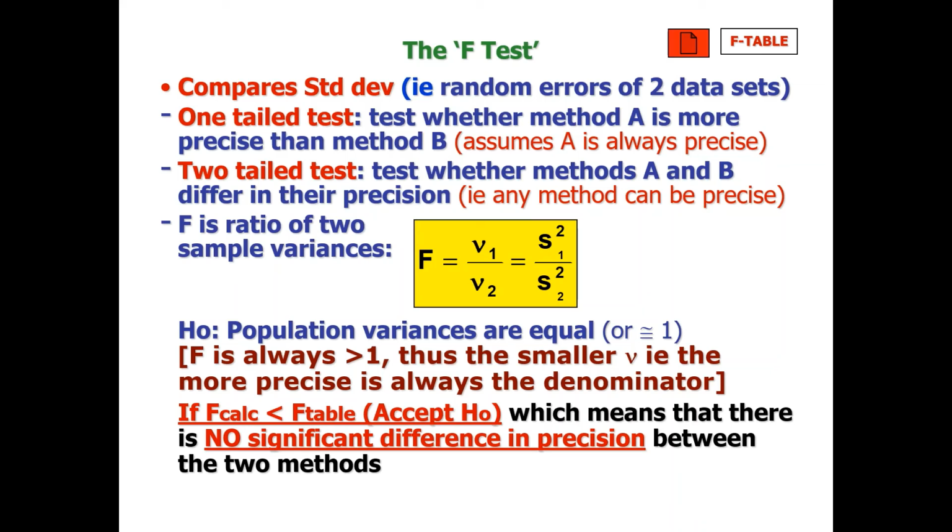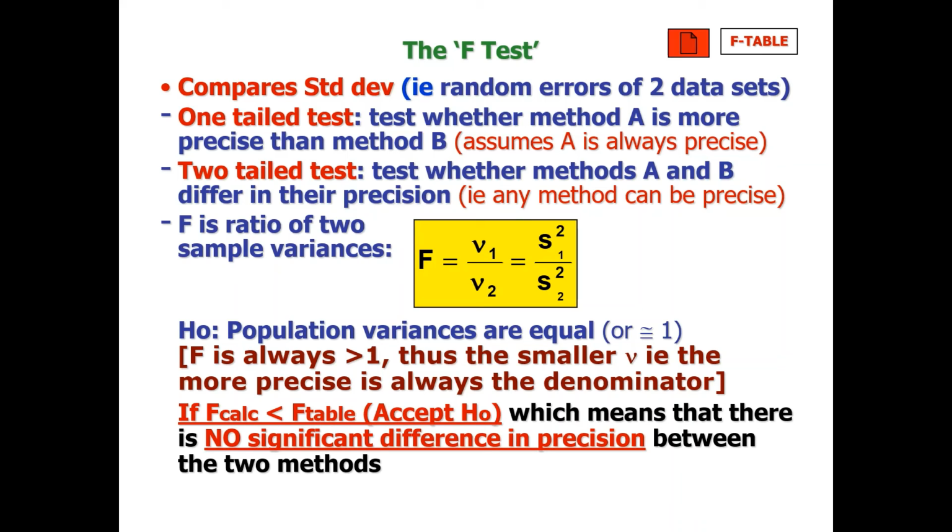Now we go to the third test, what we call the F test. We compare the precision of two methods based on the variance, S squared. So it's called one-tailed test, two-tailed test. Now this is not a one-tailed T test. Look at it carefully. It's not a one-tailed T test. It's not a two-tailed T test. This is just one-tailed and two-tailed. So what we are using here is a two-tailed test, that is, whether method A and method B differ in their precision.